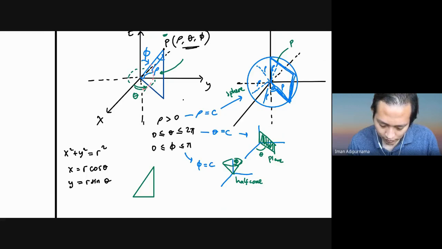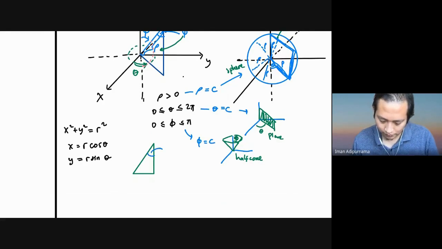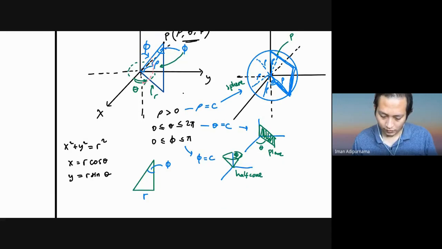This is also psi, right? So I will write this as psi. And the bottom is the radius r, okay? And this is the rho. And the height, I will just write z, okay?